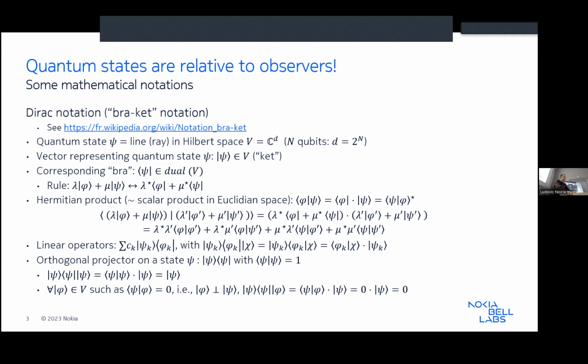I forgot to say it's like the scalar product. Two vectors are orthogonal if the scalar product is equal to zero, and here in that case, if the Hermitian product is equal to zero. So in this case, you obtain the null vector when you do the calculation. So here you have the action of the orthogonal projector on psi on any vector, by decomposing any vector into its component on the psi line and its component on the space orthogonal to the line.